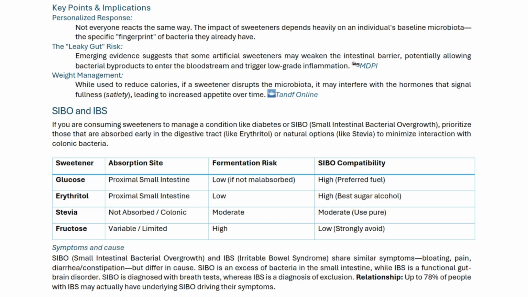Glucose is absorbed in the proximal small intestine and poses a low fermentation risk if not malabsorbed, making it a preferred fuel for bacteria. Erythritol, also absorbed in the proximal small intestine, has a low fermentation risk and is considered the best sugar alcohol for SIBO compatibility. In contrast, stevia is not absorbed and has a moderate fermentation risk, while fructose presents a high fermentation risk and should be strongly avoided.